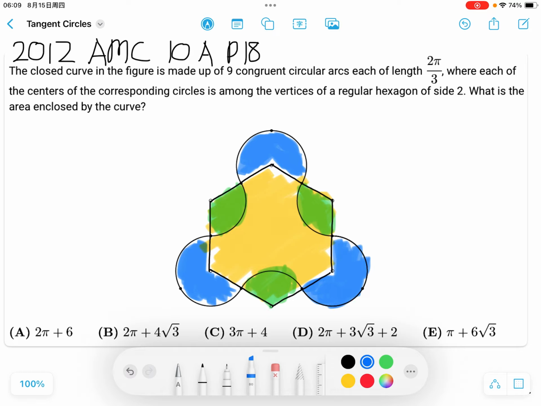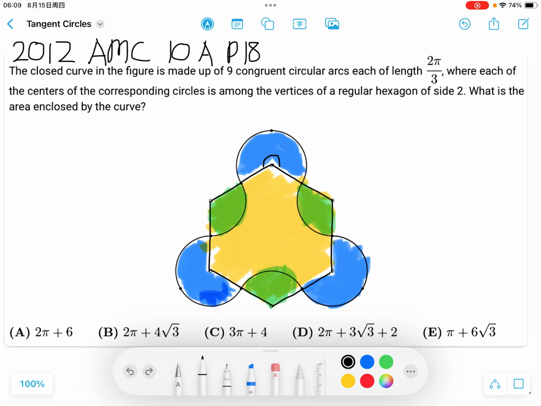So let's just figure out the blue sectors first. For the blue sectors, you only have to figure out one area, right? And then you multiply that by 3. So we want to figure out this angle, the central angle. And then, so how do you figure that out?